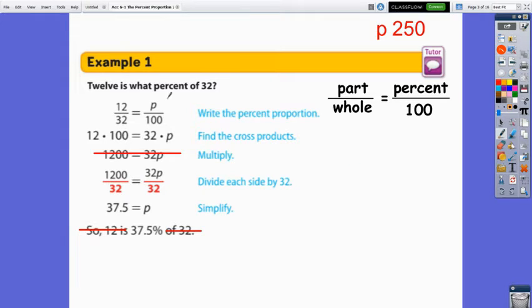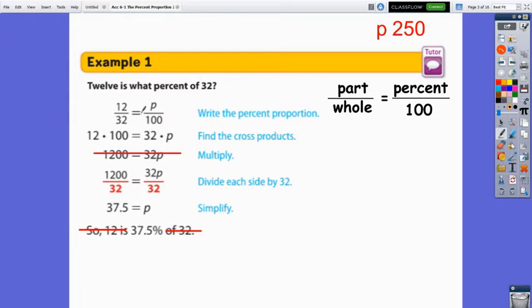All right, so first one, 12 is what percent of 32? They give you the two numbers here, 12 and 32. 12 is the part. So 12 over 32, part over whole, is equal to what out of 100? And that P here will be your percent answer.